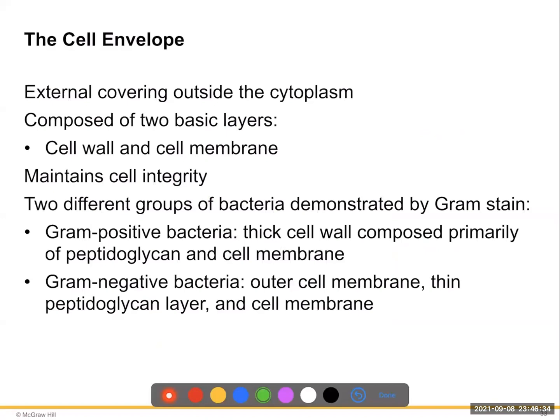All right, the cell envelope. This is an external covering outside the cytoplasm. It's composed of two basic layers. You have a cell wall and a cell membrane. It maintains the cell's integrity, holds the cell together.